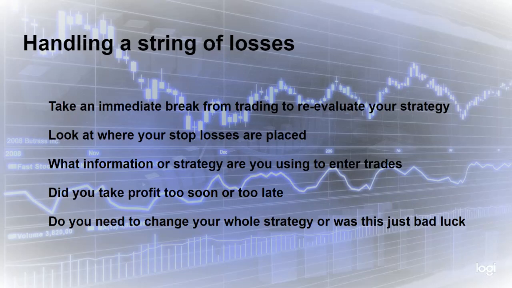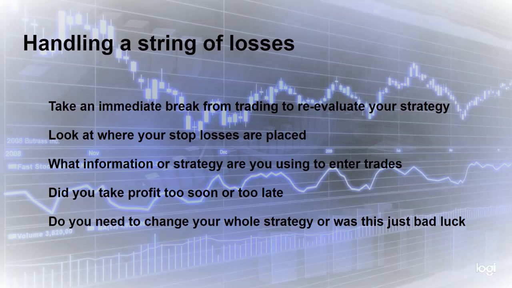So let's say, for example, instead of one big loss, you have a string of losses. A string of small losses that obviously add up to a big loss. Maybe you get some little wins in between there, but predominantly you're losing overall. So the main thing to do is to take an immediate break from your trading so you can reevaluate your strategy to see what's potentially going wrong here, what you can change, and then what you need to do.